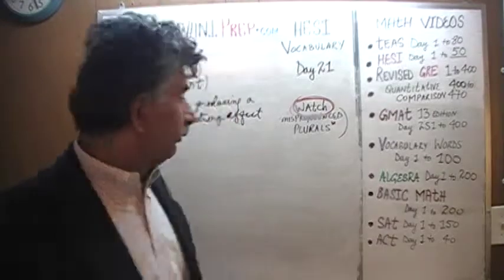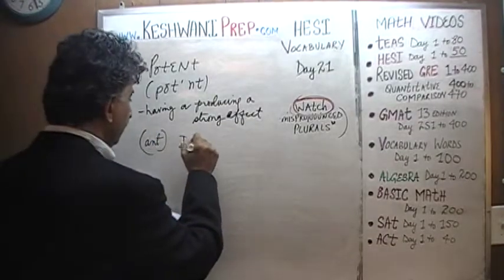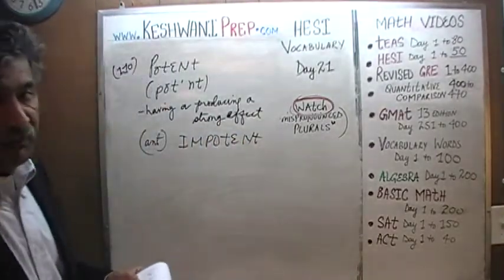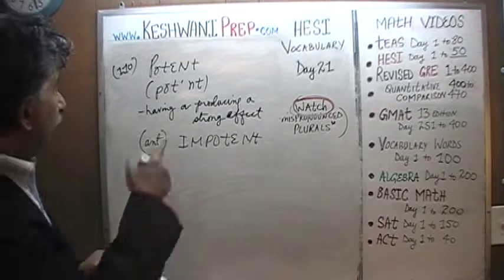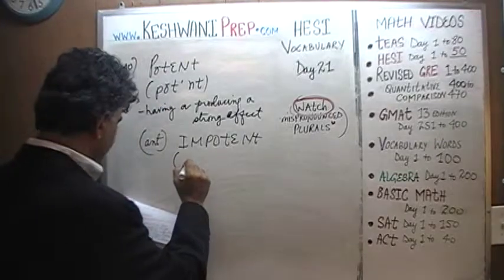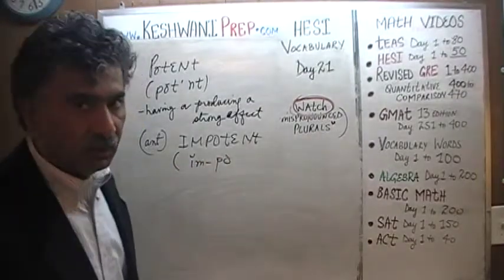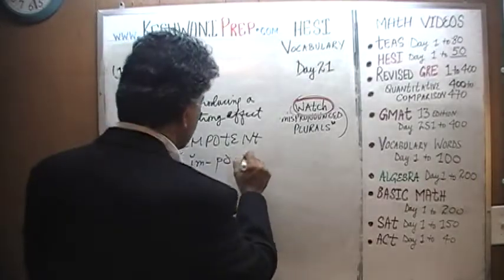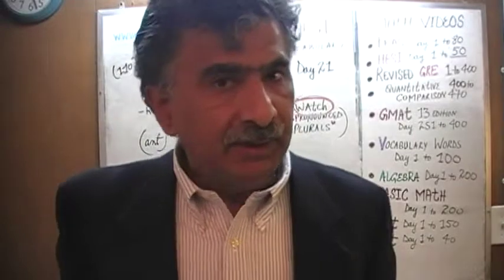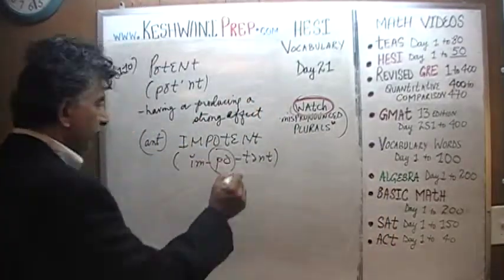The antonym of the word would be impotent. The reason we bring up the antonym is because the pronunciation changes slightly. Potent here is pronounced with im, and the second syllable becomes per: impotent. As I said, it's not important, it's impotent. The second syllable is per, impotent.